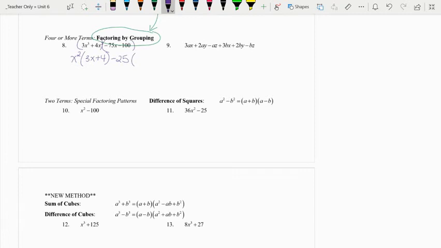When you divide that, you get 3x plus 4. At that point, we rewrite 3x plus 4, and then we also would write the outside, which is x squared minus 5. Now, we will talk about x squared minus 25 underneath in numbers 10 and 11, but you should recognize that that's the difference of squares, and you can make that x minus 5, x plus 5.